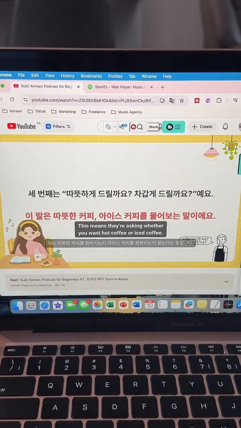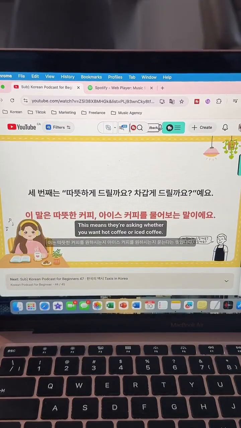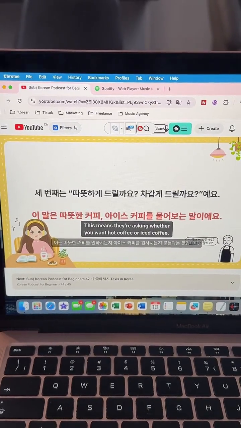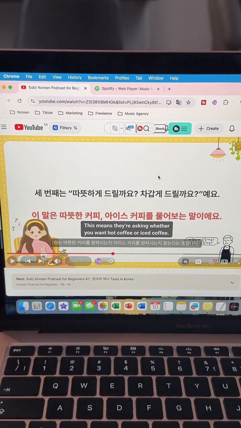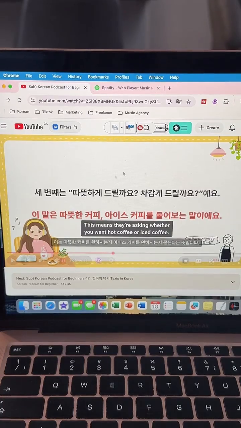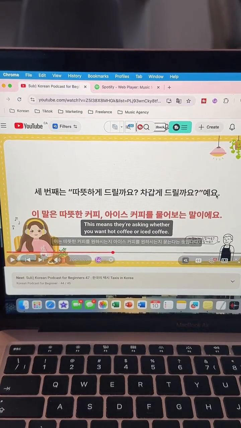So yes, this is basically the meaning of that sentence. You see, it sounded very scary at first when we saw that, but it's way easier than we think. So, to not overwhelm you too much, let me repeat those two sentences one more time. Do you want it cold or do you want it warm? This saying is asking you basically if you want your coffee cold or if you want it warm.